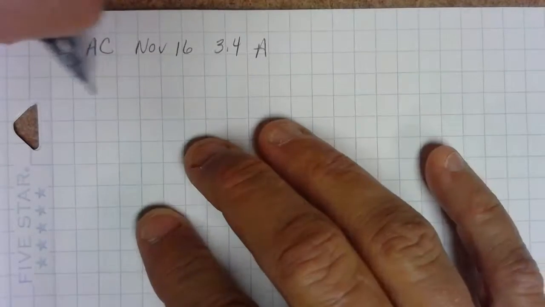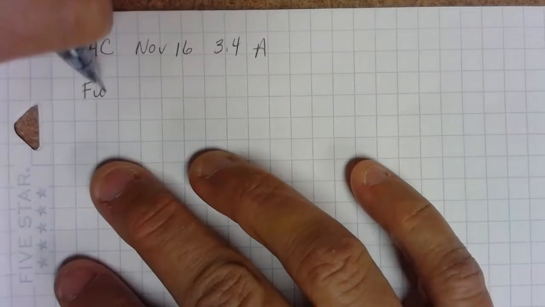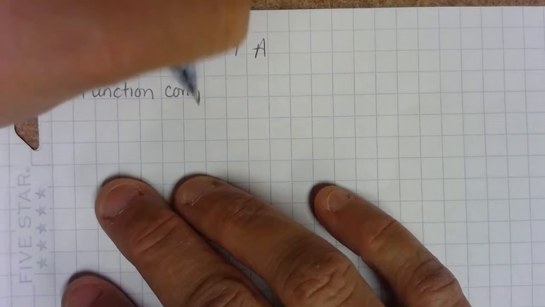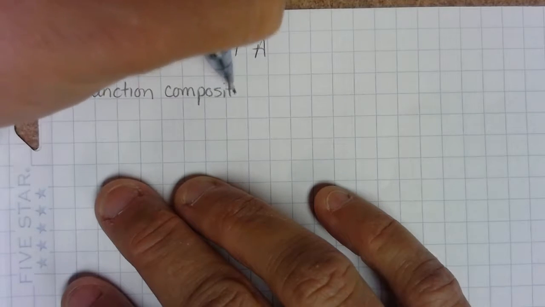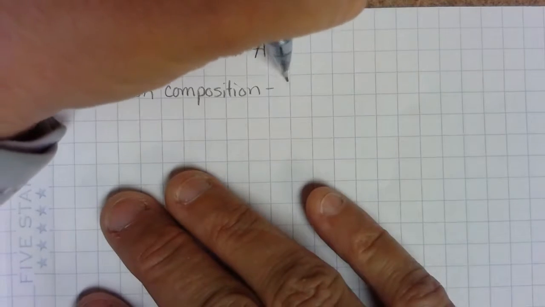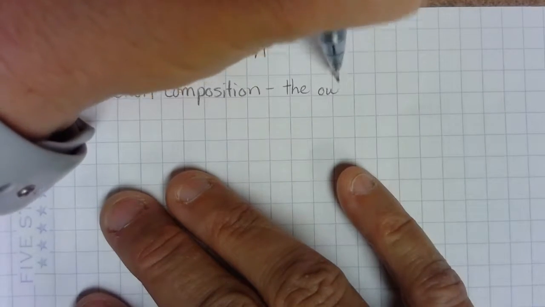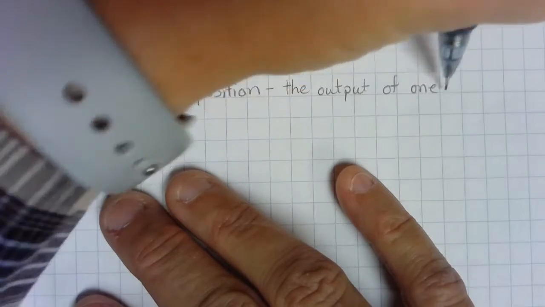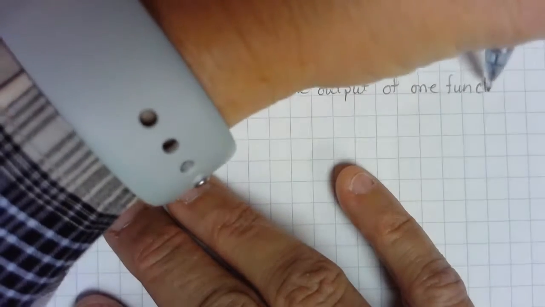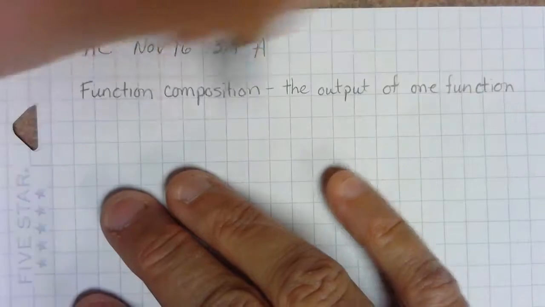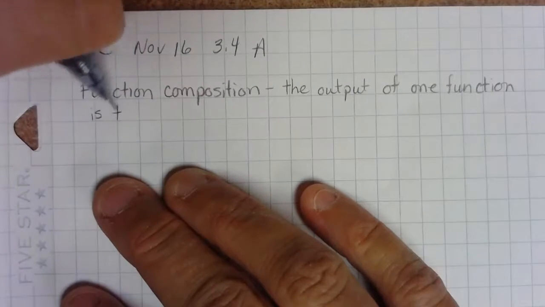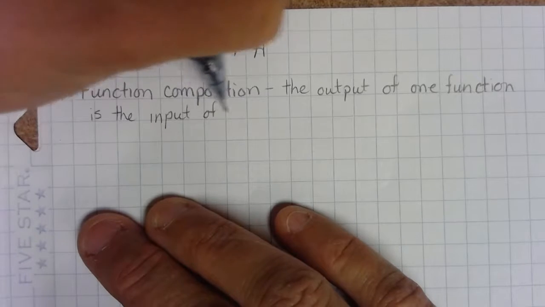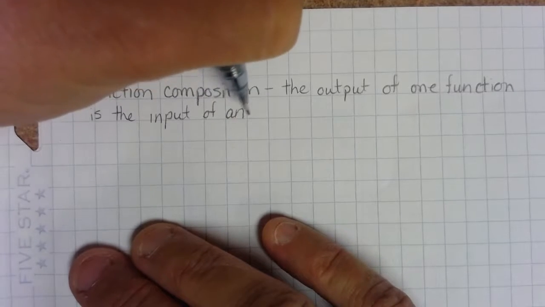The second objective is function composition. In a nutshell, the output of one function is the input of another.